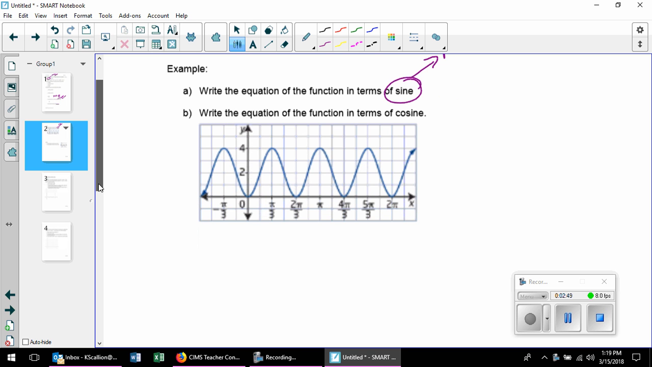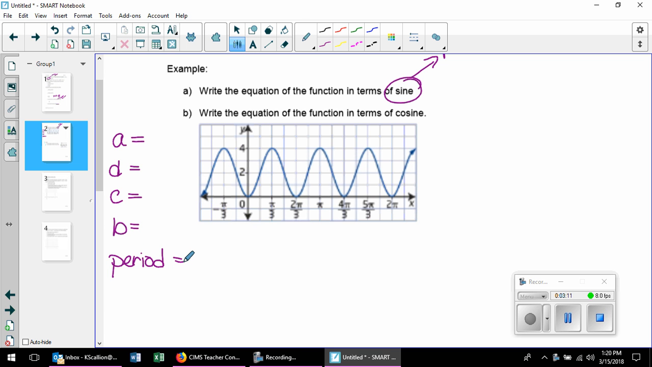Okay. So we need to find our things. We need to find out what A is. We need to find out what D is. We need to find out where our shift is. And we need to find the value of B, which means I have to find my period.